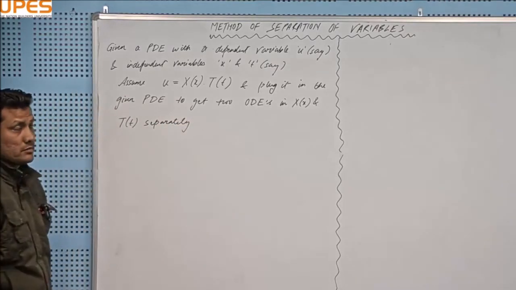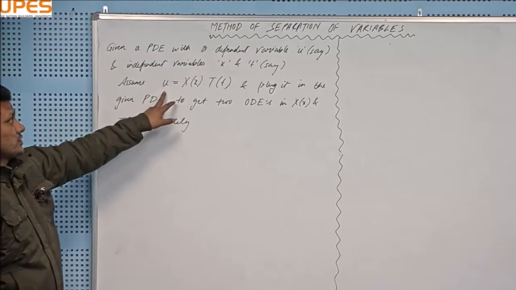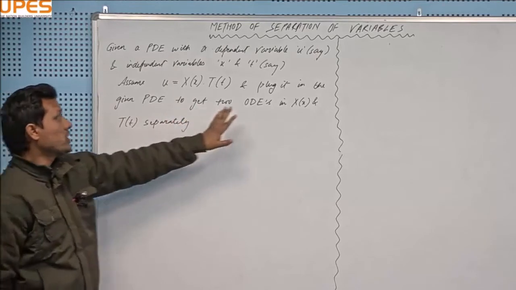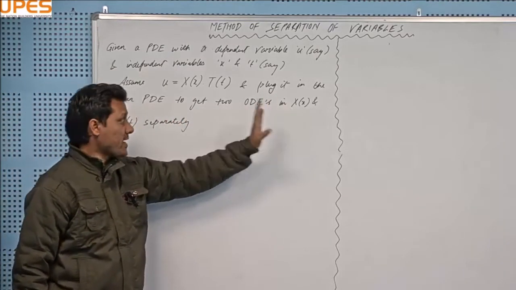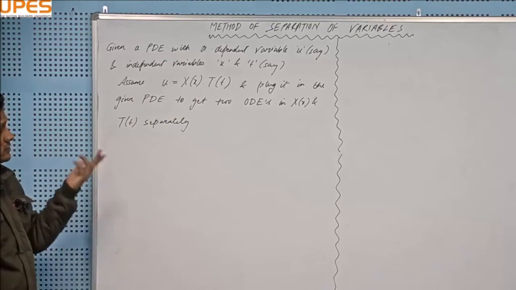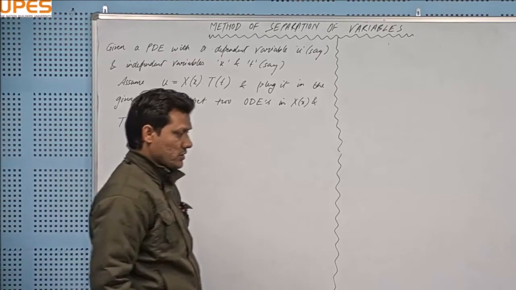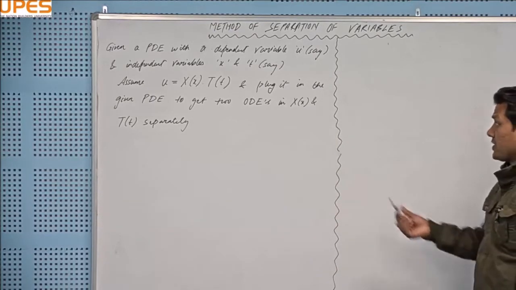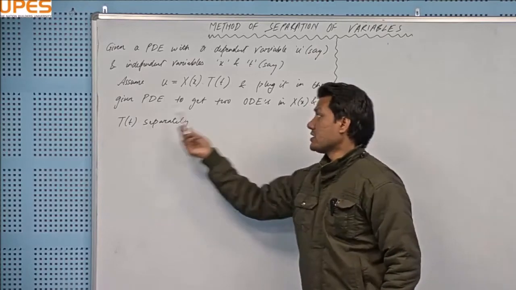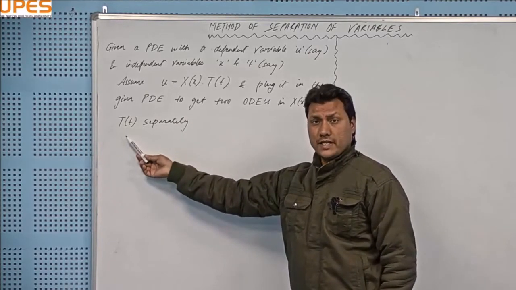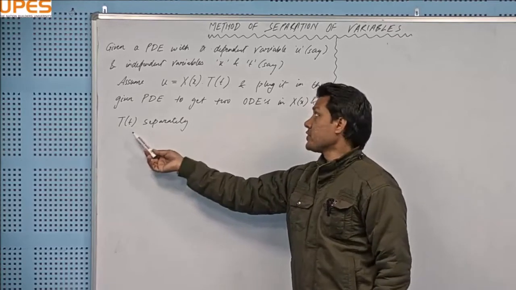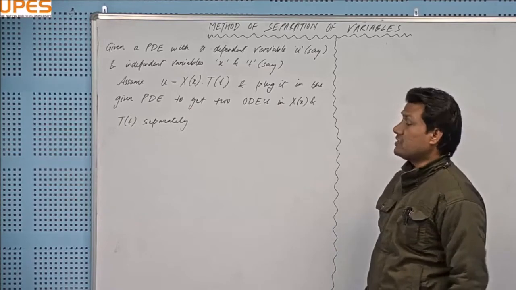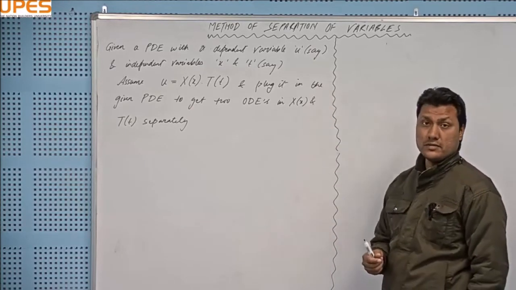And this is the most important part of this method. When you plug in this u, there is a product of two pure functions in your PDE. Then you will be getting two ordinary differential equations, one in capital X and the other in capital T. Then you can use the techniques that are used to solve ordinary differential equations. Then you can obtain capital X and capital T in terms of small x and small t. And after getting capital X and capital T, you will put those functions here and that will be your solution. So this is the method of separation of variables.